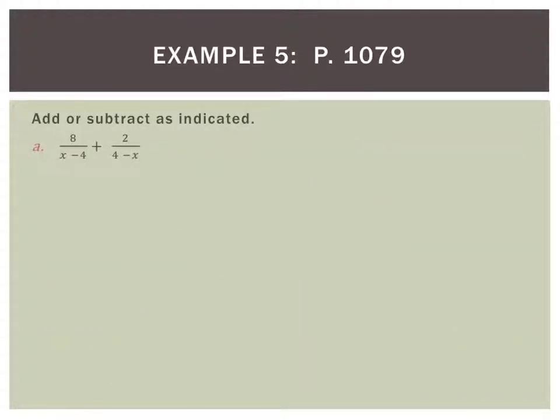On example 5, my denominators are x minus 4 and 4 minus x. So recall from the previous section that if I multiply 4 minus x times negative 1, that flips it around so that it matches the other one, x minus 4. So I just multiplied both top and bottom by negative 1. So that gives me a common denominator of x minus 4. And then I have 8 plus negative 2, which is 6.